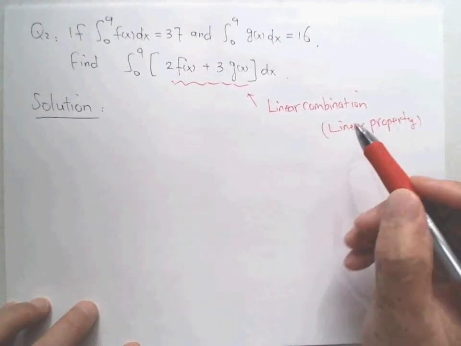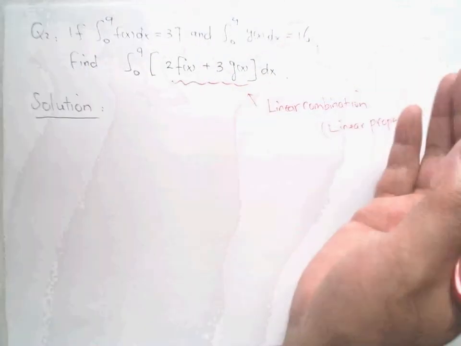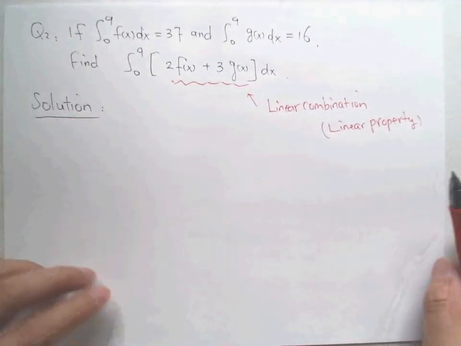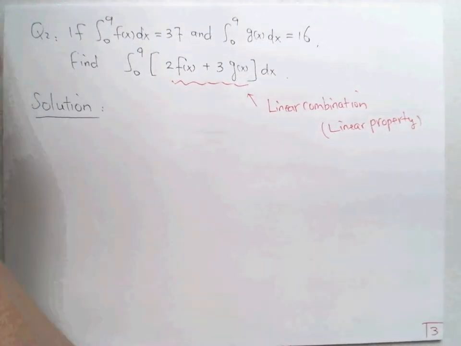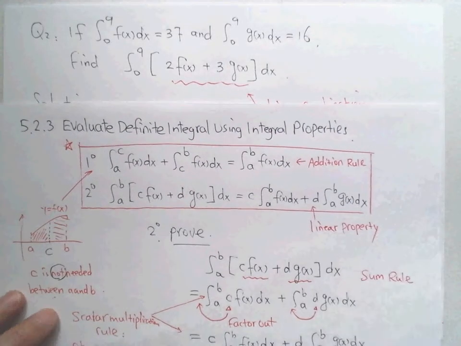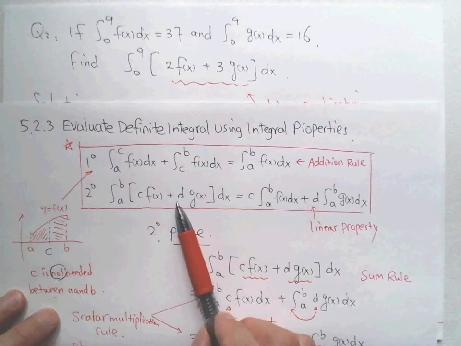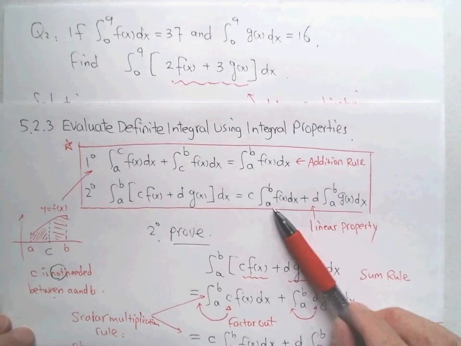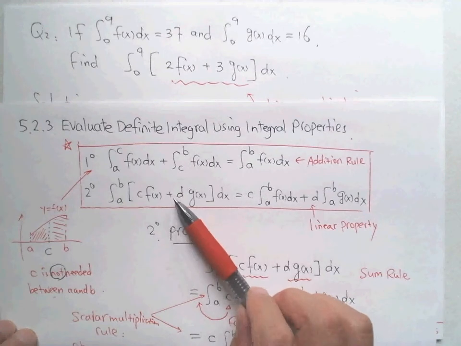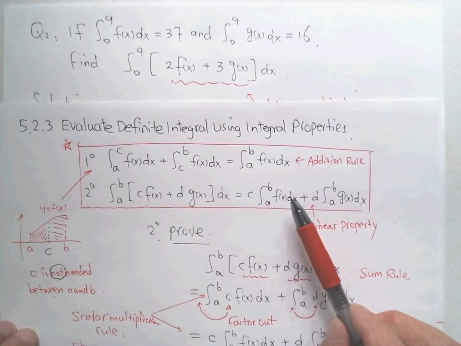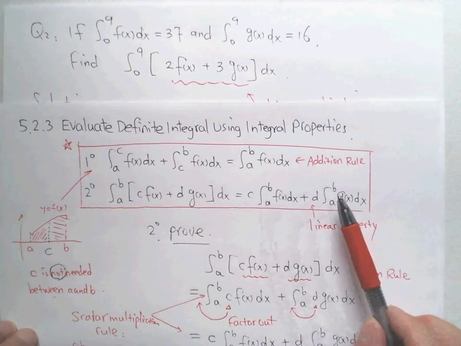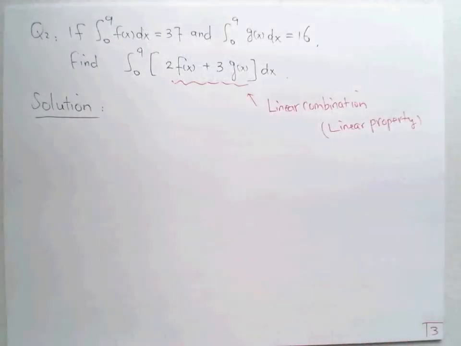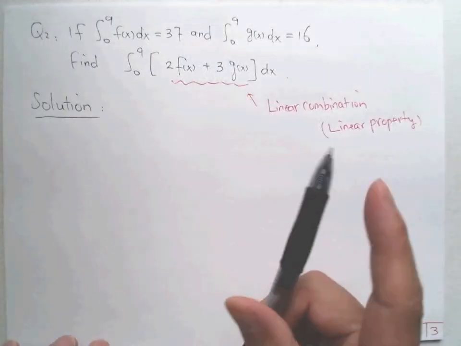Do you know what the linear property is? The linear property means you can separate, and the 2 can be factored out, the 3 can be factored out. Let me just show you. See this, the linear combination. We can separate it into two parts. The integral of a linear combination of functions can be separated into a linear combination of the integrals. This we call the linear property. So we're going to use the linear property.